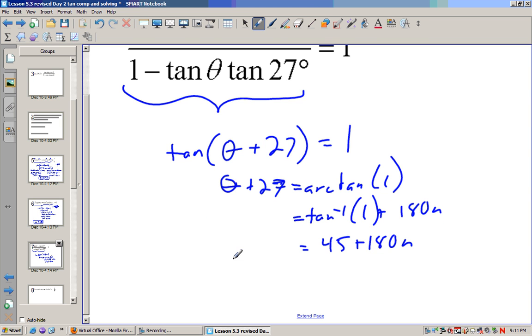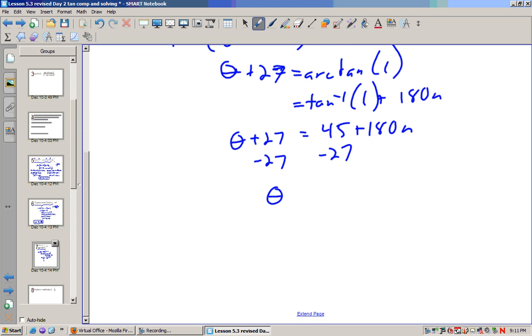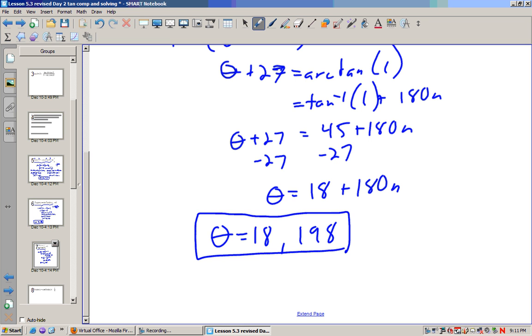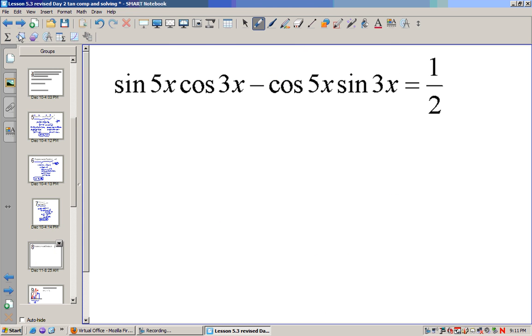So if I have theta plus 27 is equal to this, I just subtract 27 from both sides. And theta is going to be 18. So my specific values are going to be 18, 198, so on, all the way around. Alright. Now remember, pause this, see how well you can do on your own.